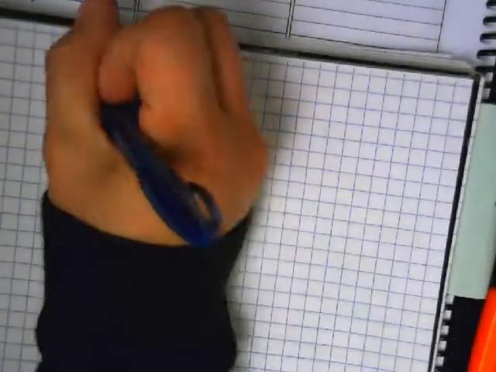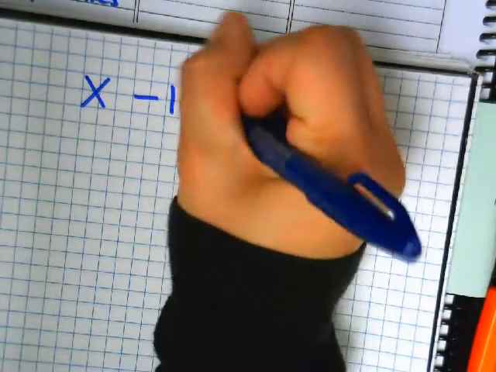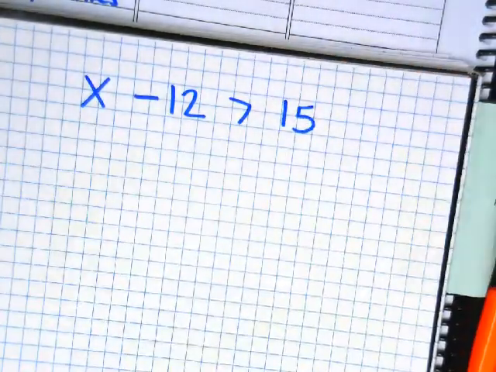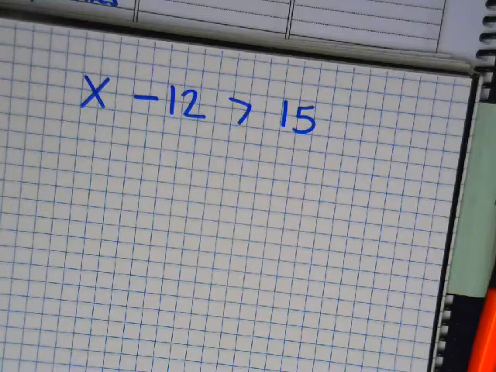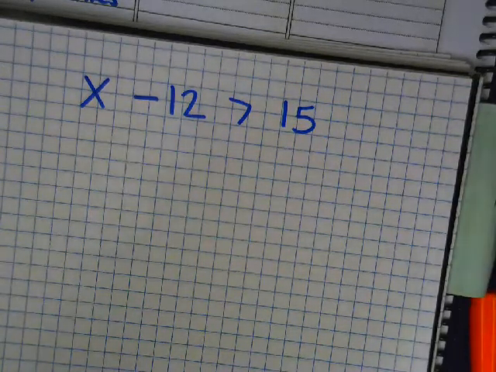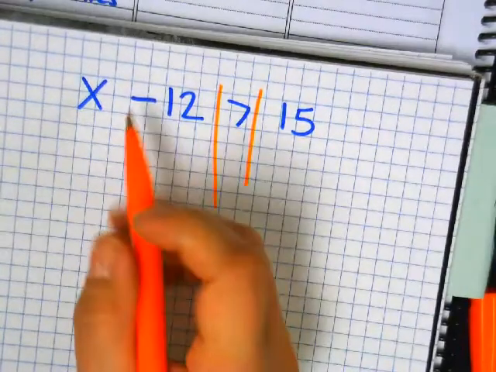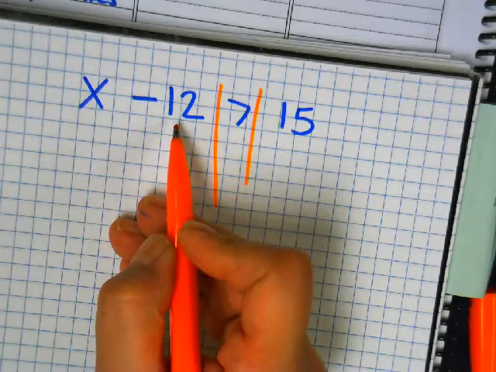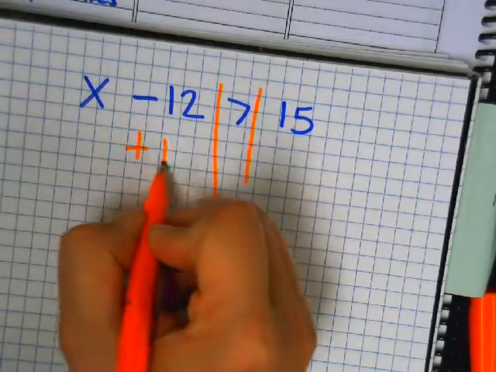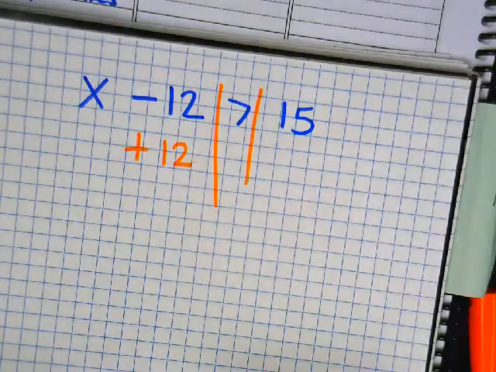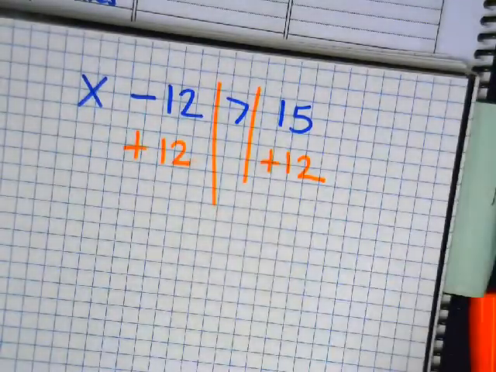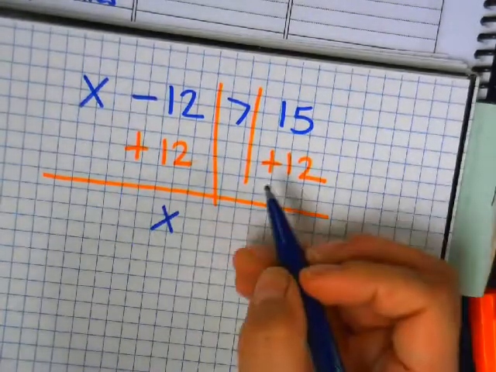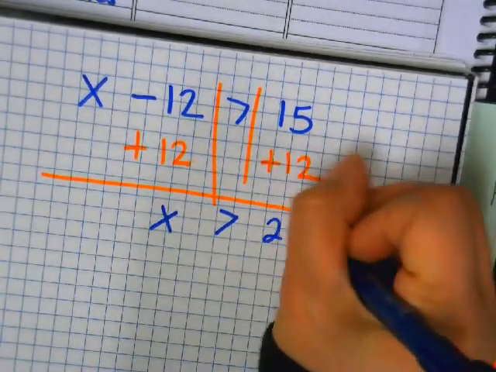All right. x minus 12 is greater than 15. Now you do the opposite, so you add. So we're going to draw our bars. Your goal is to get x by itself, so I have to move this minus 12. In order to move the minus 12, you have to do the opposite, so plus 12. Whatever you do to one side, you have to do to the other side. So x is greater than 27.